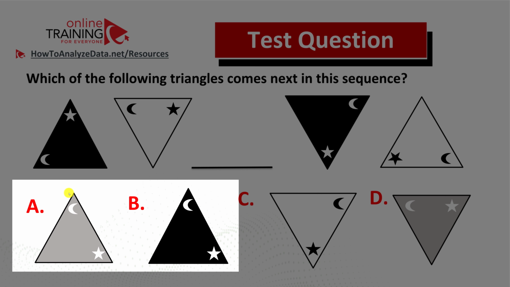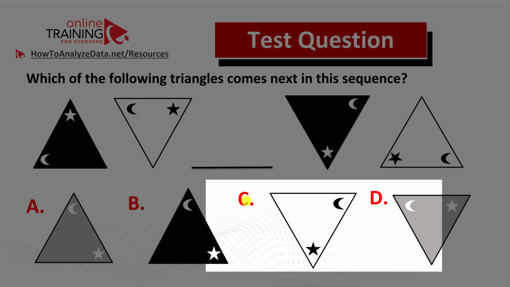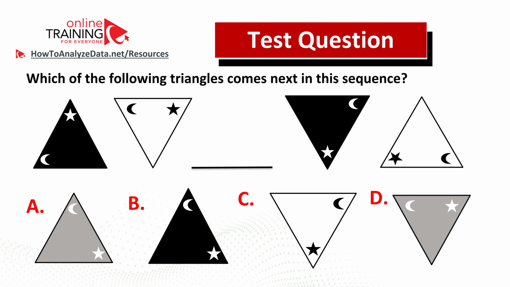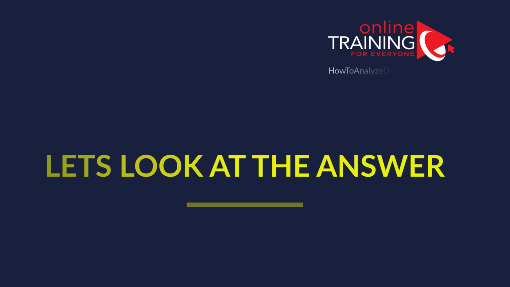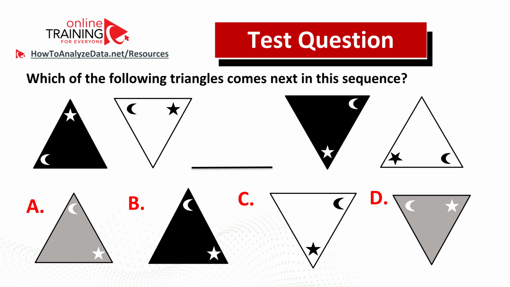Choices A and B are represented by gray and black triangles pointing toward the top, and choices C and D are represented by white and gray triangles pointing to the bottom. Do you think you know the answer? Now might be the right time to pause this video to see if you can come up with the answer on your own. Do you think you came up with the answer? Let's continue to see how we can solve this challenge together.